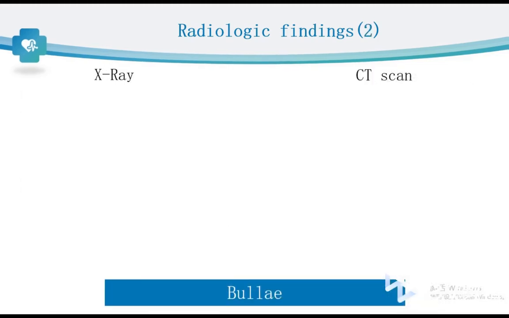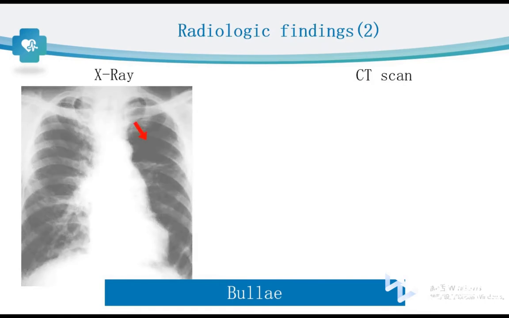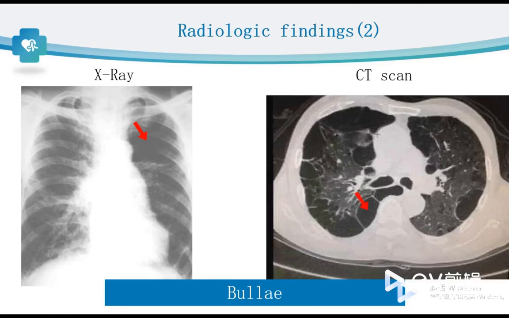Let's look at another two pictures. This picture is the same as the first one. As the red arrow showing, we can find a black area is much more black than other areas in the left lung. And in CT scan, we can find some round black areas with thin walls. Those are bullae, caused by the confusion of the emphysema.